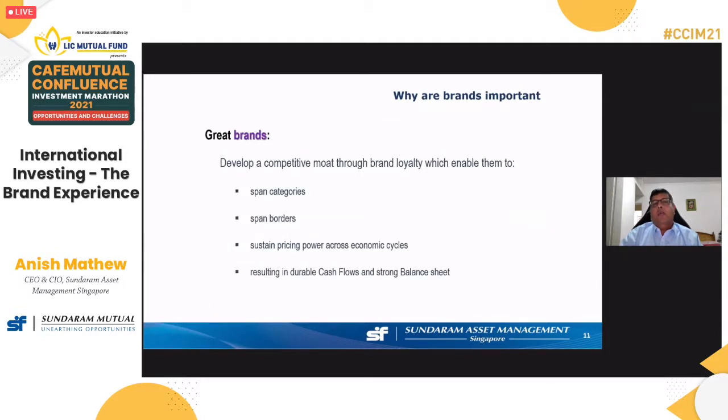So the real way they achieve this is because they develop a competitive moat, which enables them to gain brand loyalty. And this enables them to diversify into multiple business categories, as well as get into multiple geographies and sustain pricing power across economic cycles. And all this results in durable cash flows and a very strong balance sheet. Let us look at some of these examples.